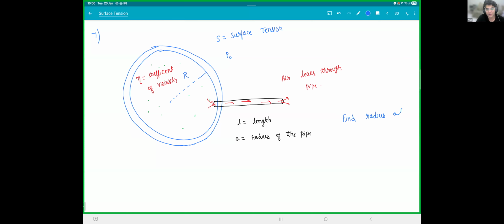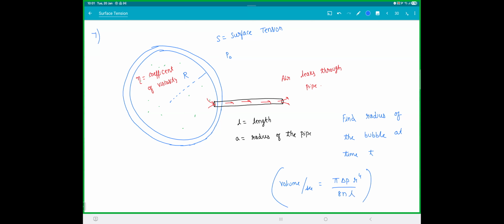Sir, can you please show the Poiseuille's equation? Poiseuille's equation, what was it? Volume per second is pi delta p r power 4 by 8 eta L. There, in case you forgot, we have to use that Poiseuille's equation to solve. And remember that small a is the radius of the pipe, not the radius of the bubble. There, get it.